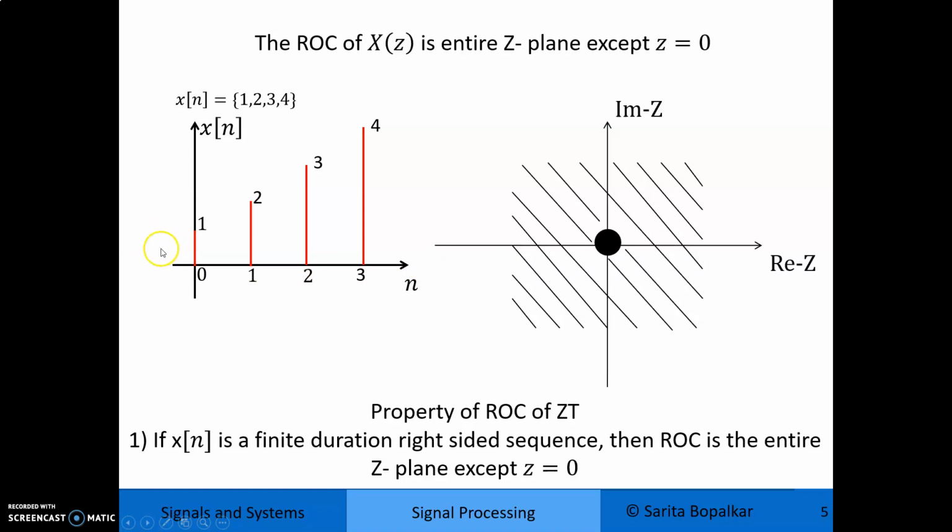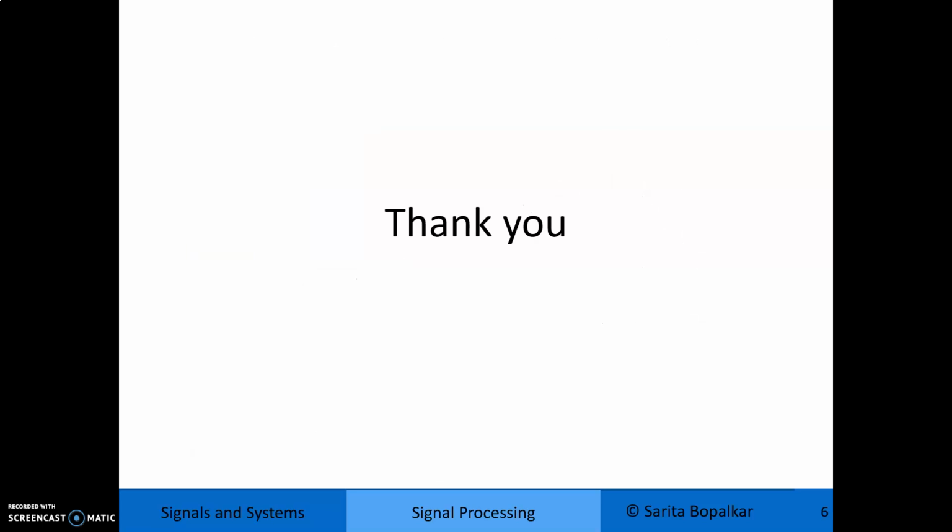If your signal exists at n equal to minus 1, minus 2, then it is left side. Now our sequence starts from 0 to the right side only. That's why it is finite duration right sided. Finite duration because 4 samples are there. Right sided because this signal exists from n equal to 0 onwards. For this type of sequence, the ROC is the entire z plane except z equal to 0. So this is how we take the Z transform and find its ROC. Thank you.